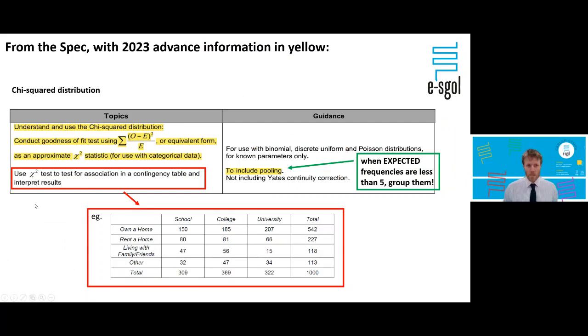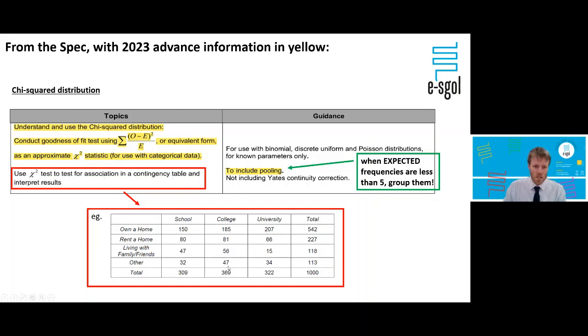Moving on to the specification. So the exam board's advanced information for 2023. The stuff in yellow highlighted, that's what they're suggesting is going to be in the exam. One of the things that I noticed is probably going to be omitted this year was this thing in the red box, using the chi-squared test to test for association in a contingency table.